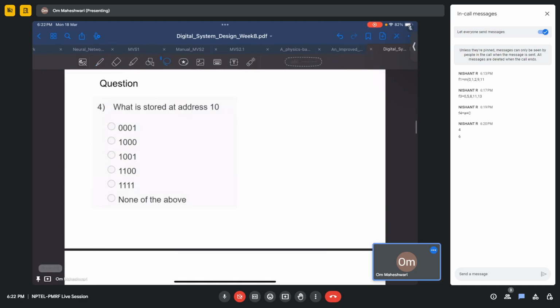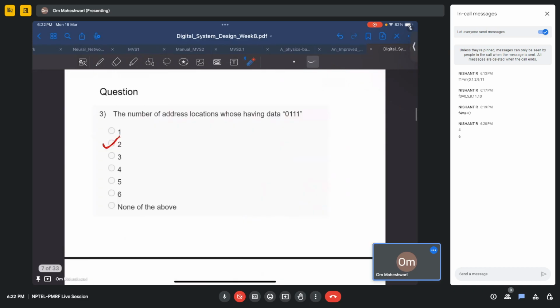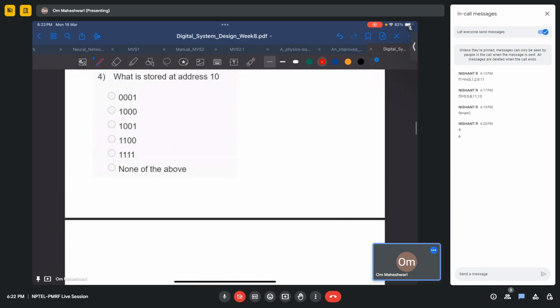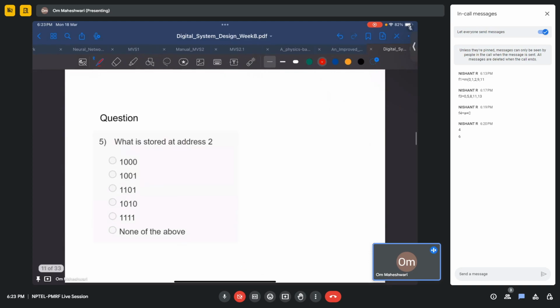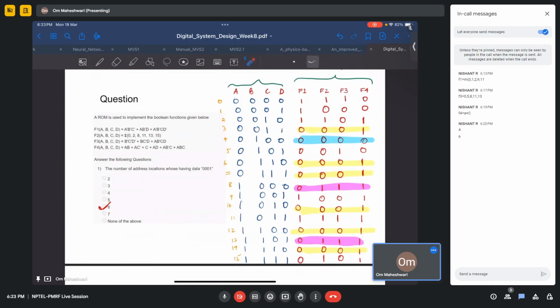Next is what is stored at address 10. 10 is this one, 0, 0, 0, 1. What is stored at address 2? Address 2 is this. It is 1101.